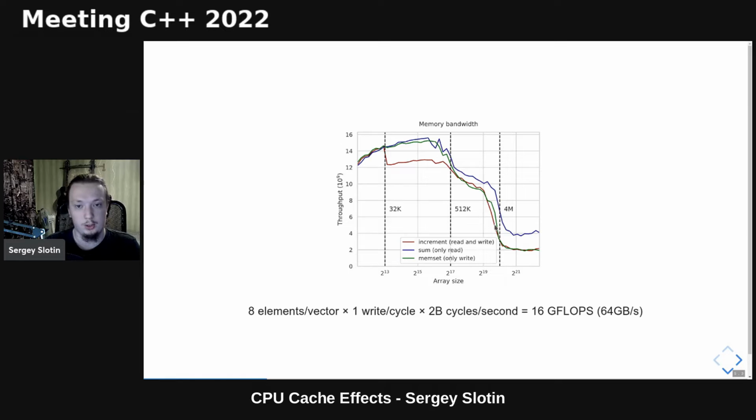This particular CPU can execute one write operation per cycle, and with each write operation, we will be writing a vector of 8 zeros into the memory. At 2 gigahertz, we will be executing 2 billion cycles per second, and multiplying these numbers together, we get a theoretical upper limit of 16 billion iterations per second, or theoretical memory bandwidth of 64 gigabytes per second, because each number written is a 4-byte integer, which we actually almost reach here.